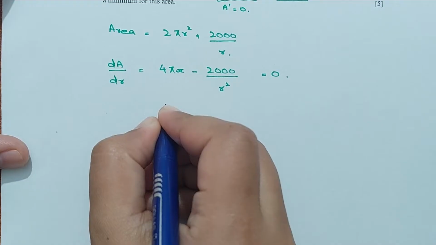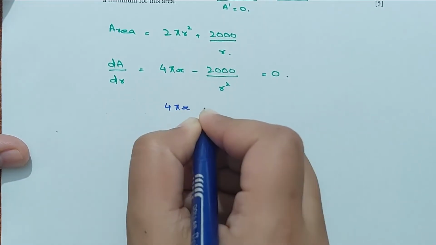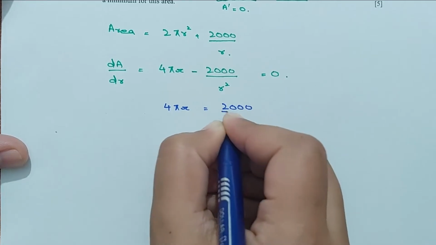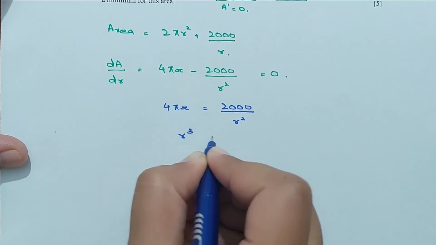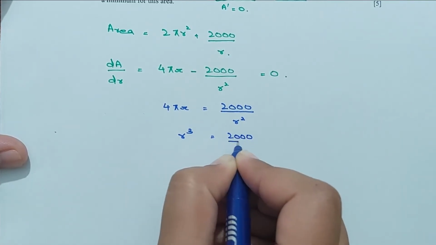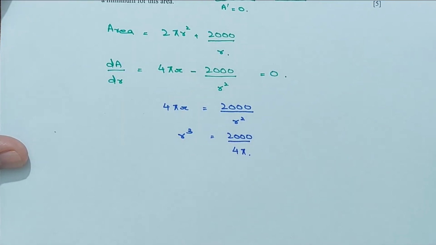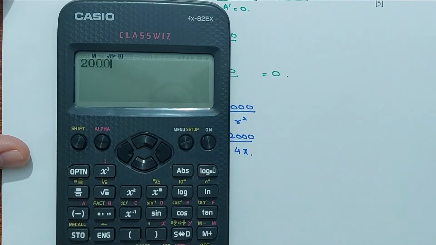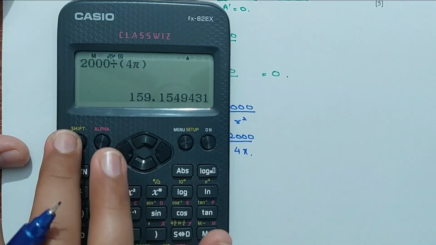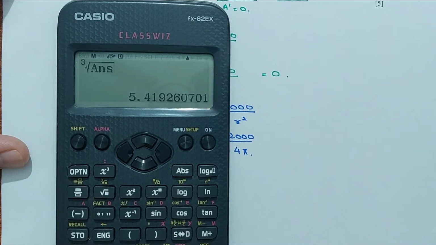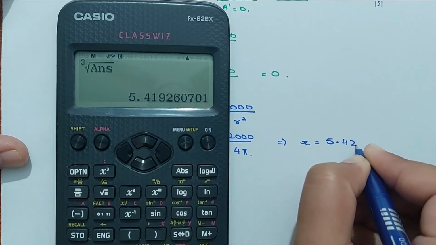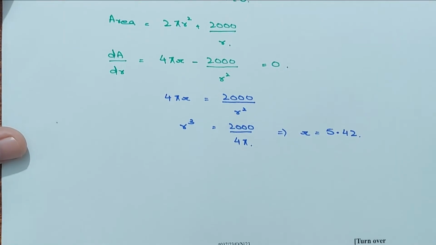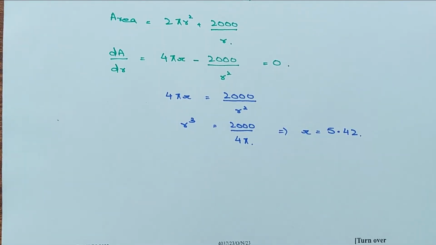Okay, so this is 4 pi r equals 2000 over r square. So by cross multiplication, r cube equals 2000 over 4 pi. Okay, so 2000 divided by 4 pi, and the cube root of the answer is 5.41. R is equal to 5.42 if I round it to 2 decimal places. This is the radius. Now we have to show that this value of r gives the minimum of the area.